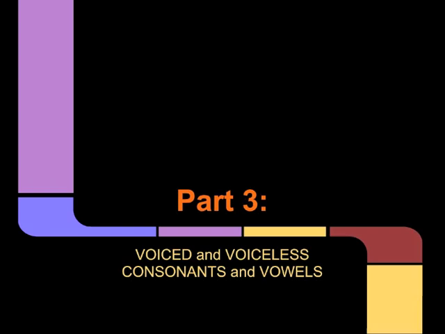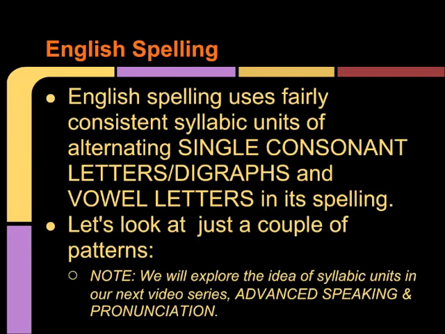Part 3. Voiced and voiceless consonants and vowels. English spelling. English spelling uses fairly consistent syllabic units of alternating single consonant letters or digraphs and vowel letters in its spelling. Let's look at just a couple of patterns. Please note, we will explore the idea of syllabic units in our next video series, Advanced Speaking and Pronunciation.